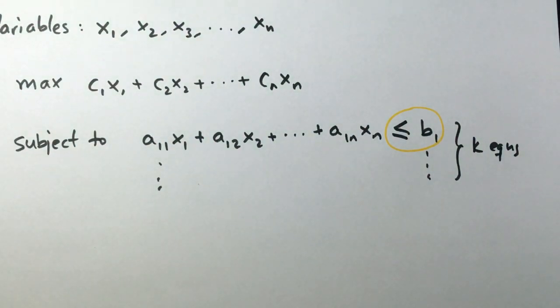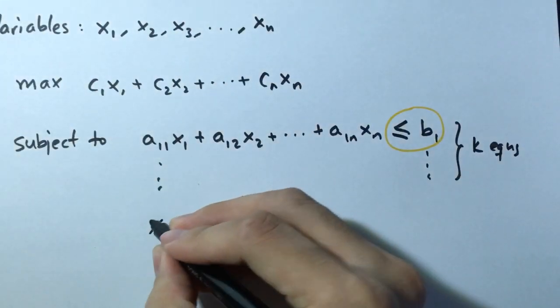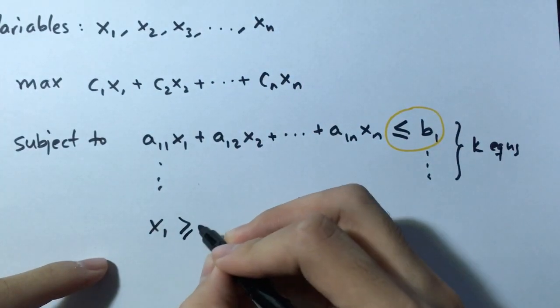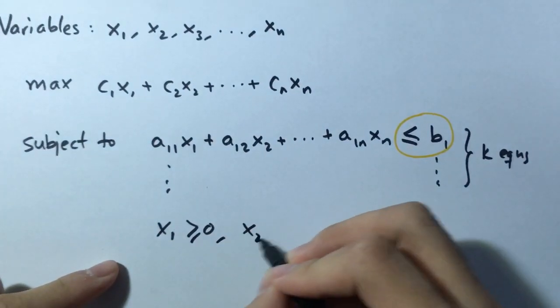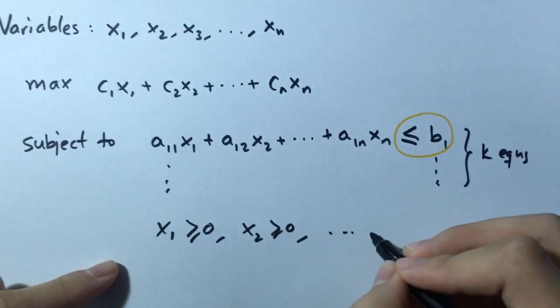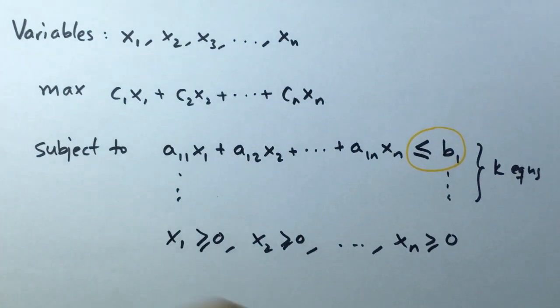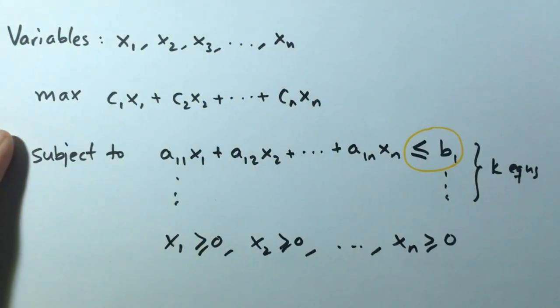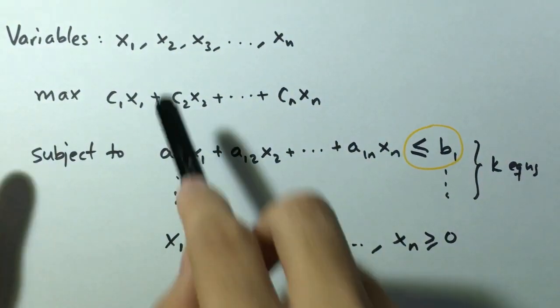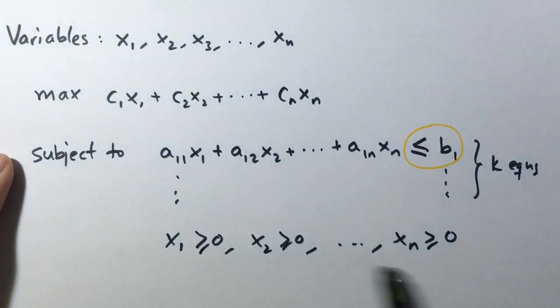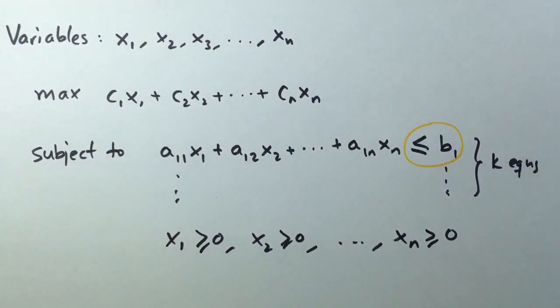And usually they also put another constraint on, which is to say that your x1 must be greater than 0, your x2 must also be greater than 0, and in fact all your variables must be greater than 0. And this is what we call a linear program, because all the equations here, this equation, and in fact even this equation, they are all linear.